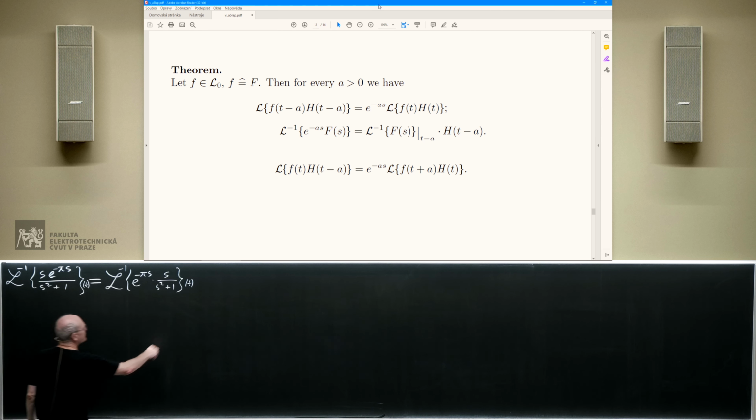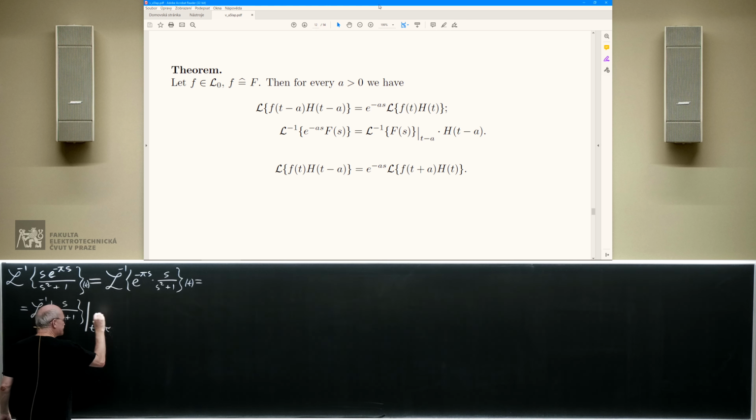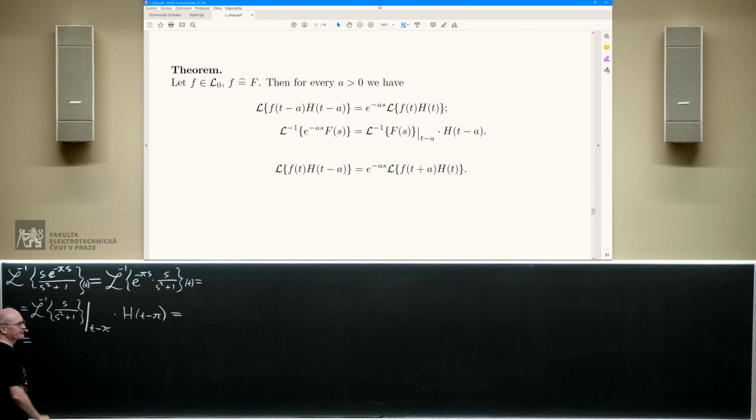So what does it say? Well, it says, drop the exponential. Okay, I'm happy to do that. And just find the inverse transform of whatever is left. So far, so good. But when you are done, you substitute into the outcome a shifted variable t, and you multiply it by the shifted Heaviside function. Okay, I don't have any problem with that.